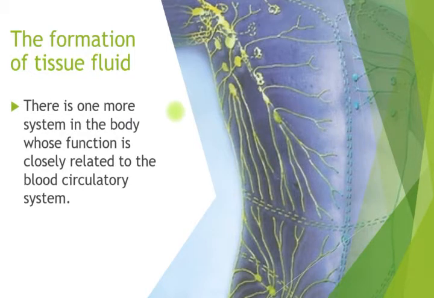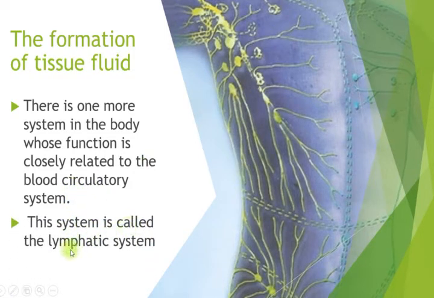Before we go to the formation of the tissue fluid, please read here. There is one more system in the body whose function is closely related to the blood circulatory system. The system is called the lymphatic system. The lymphatic system is closely related to the blood circulatory system. So why is it closely related? We already discussed it in the previous topic. Do you still remember in chapter 9? We are going to discuss more about that.